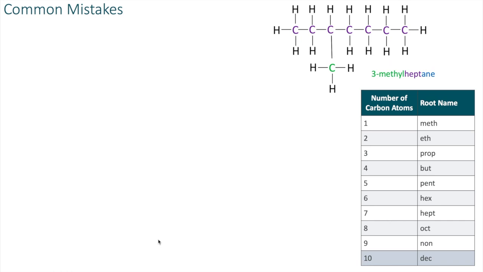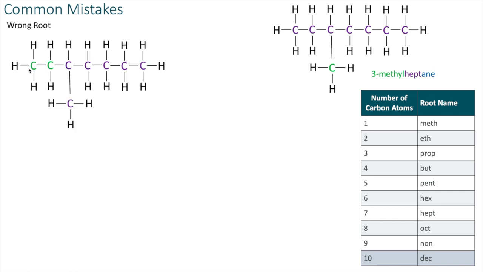So, common mistakes when we're naming organic compounds. We know that this is the correct name: 3-methylheptane. Let's see what would happen if we named the wrong root. Instead of having the parent chain as this long continuous chain of carbons, if we went up and over here, how many carbons would we have? We'd have 1, 2, 3, 4, 5, 6, so we'd have hexane.